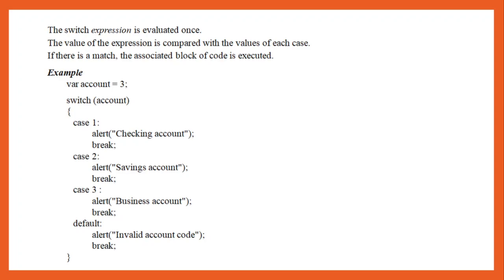Here, account equals 3, switch of account. Now the variable value is 3, so the switch will execute case 3. If I set account equals 1, then it will execute case 1. What is there in case 3?